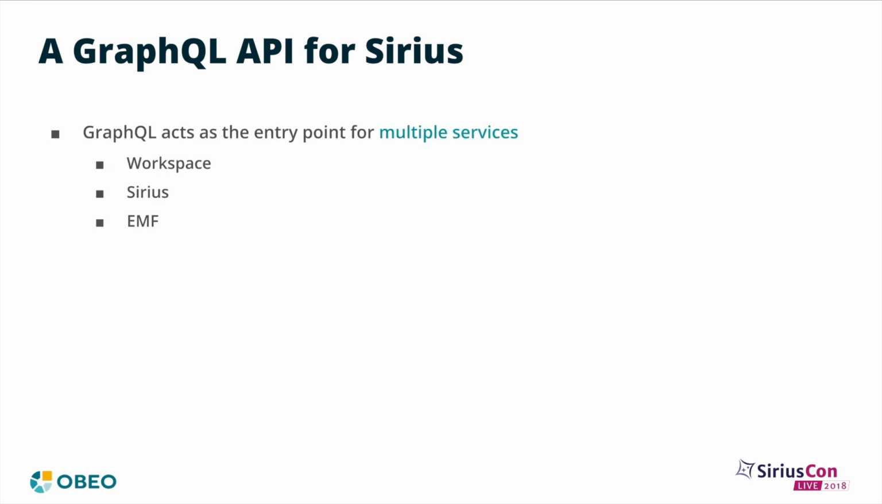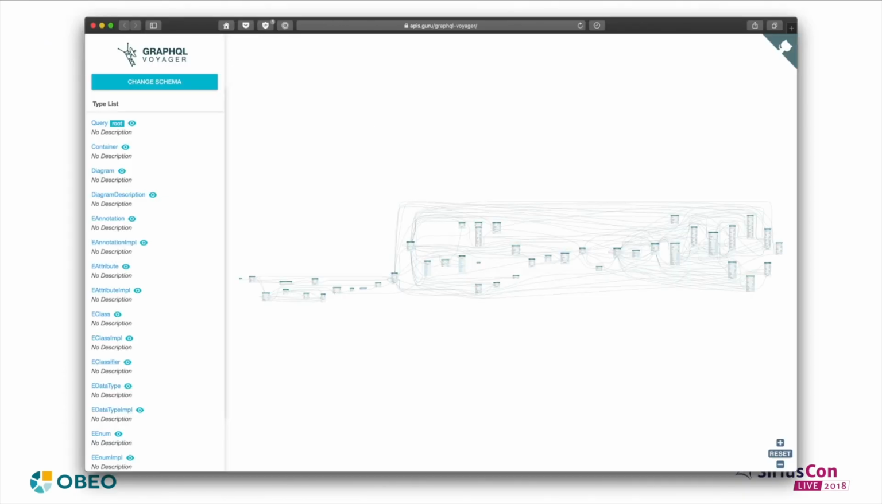In Sirius, GraphQL acts as the entry point for multiple services. We have the workspace service, which provides access to projects, folders, and files. The Sirius service, which can let you activate viewpoints and create representations. And finally, the EMF service, which lets you navigate inside of models and in the package registry. Here, you can have a look at our GraphQL API as a whole, with all of our concepts and the links between them.